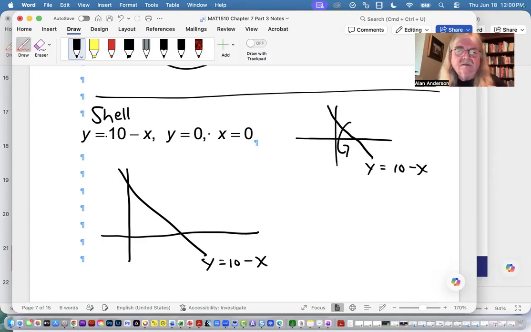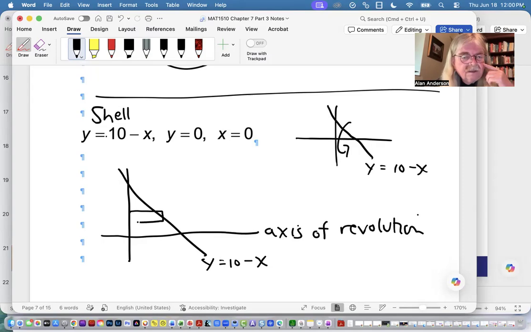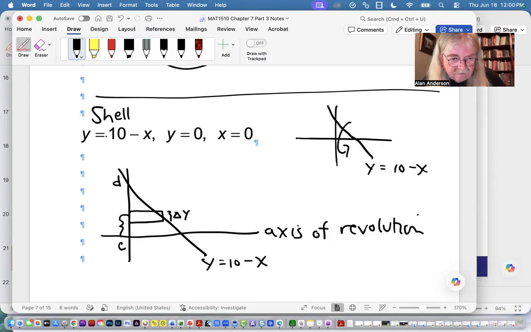Now, this is shell, which means the representative rectangle is going to be parallel to the axis of revolution, which is itself the horizontal axis. That means it's going to look like this. Here's our delta y. And that means all the variables are in terms of y. So we have to keep an eye on that. The limits of integration are going to be in terms of y from here to here. And so the p will be here, and the h will be here.